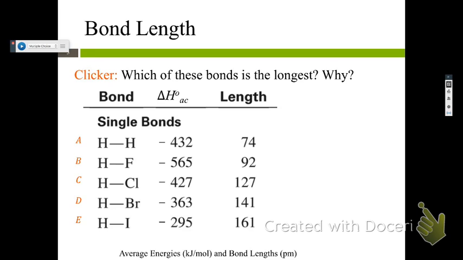So then why, logically, is this the weakest bond? Neighbor, why is HI, thinking about the properties of the atom, why is that the weakest bond?